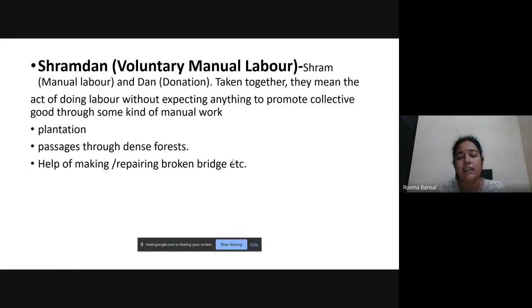Next point is shramdan. Shramdan is, like in our earlier days you have heard, a village road made by villagers, or any good cause done by a group of people. Shramdan basically means the act of doing labor without expecting anything to promote collective good through some kind of manual work, like plantation, Green India, Swachh Bharat Abhiyan, or making passes through dense forests. Like there is a jungle, there is a huge mountain, there is no way to go to the other side, and people get together and make a narrow road or narrow passes to travel from one point to another point. This is all shramdan.